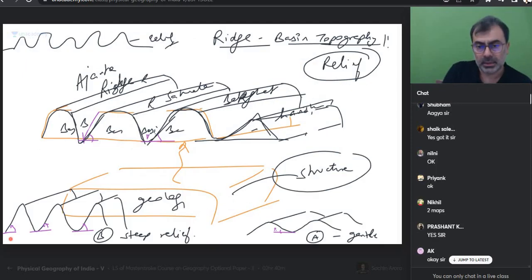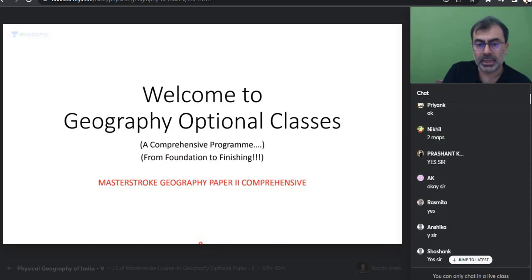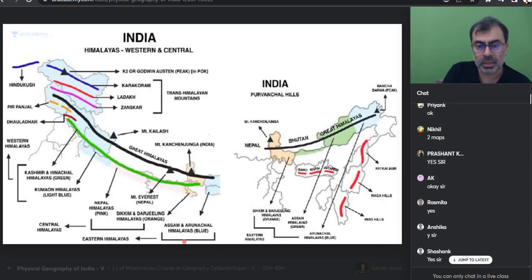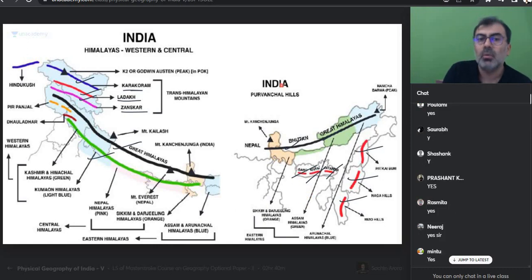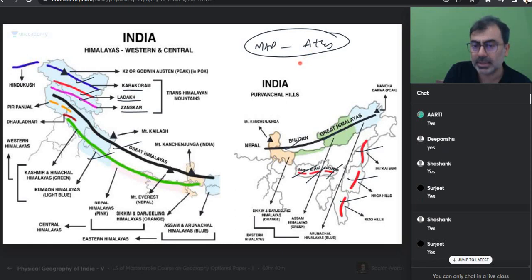ये मैंने homework दिया था in foundation. People who attended foundation, do you remember the homework in Himalayas? We were supposed to look at these peaks: Karakoram Peak, Ladakh Peak, Zaskar Peak, Great Himalayas. ये करके आएंगे everyone. Patkai Bum, Naga Hills, Mizo Hills, Garo Khasi Jaintia. What do we have to do? Don't write anything. Look at the atlas and make a list of it. List you can submit to me.